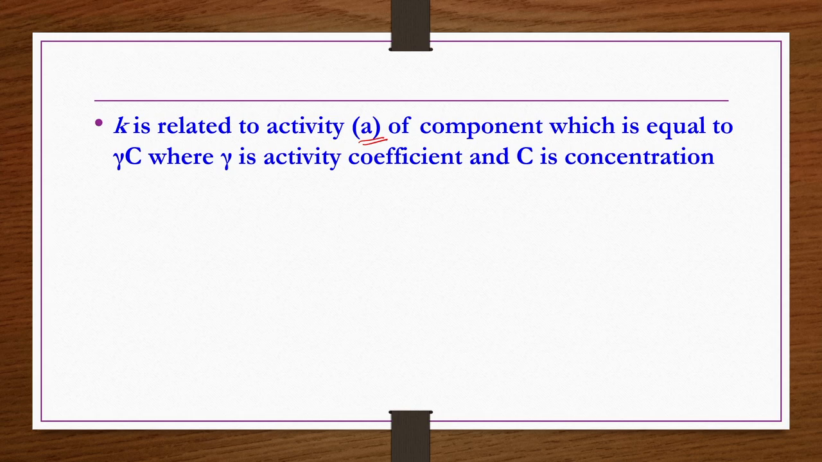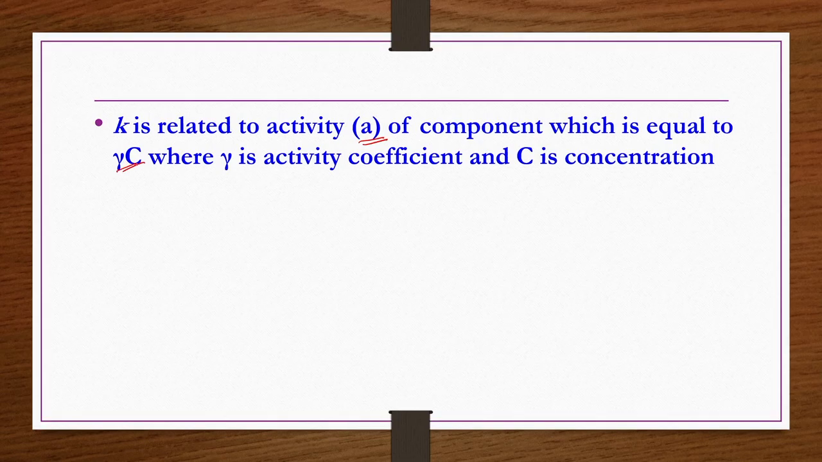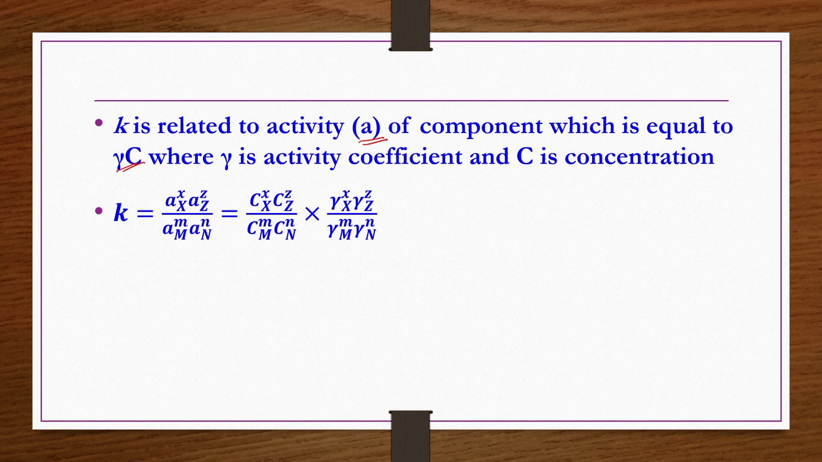So, with respect to a component we are defining, that particular component would have some activity. The activity of a given component is nothing but the product of the activity coefficient multiplied by the concentration of that component in the system. That is, a is nothing but gamma multiplied by C. So, for the equilibrium constant K, you have to write the activity of a product to the power of the stoichiometry of the product. If there is one product, then A_x to the power x. But here z is also a product, so that should be multiplied by A_z to the power z.